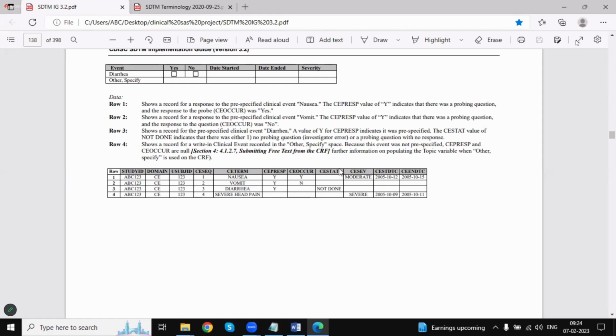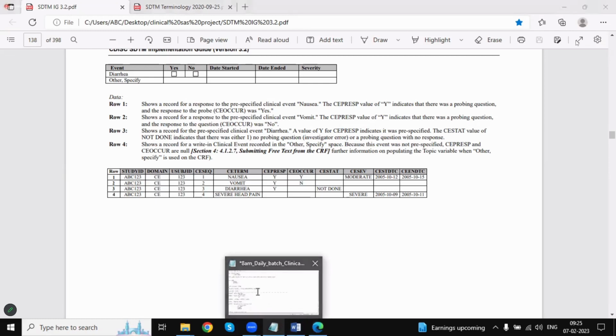Among those, which were pre-specified, which occurred. Status, for example, for diarrhea they mentioned it, but no other details were collected, no start dates, no end dates. Then keep the status as not done. You can give a reason also, but here they did not give it. Severity, how severe a particular side effect is: moderate, mild, or severe. Start date, end date: when it started, when it ended. Okay, clear? Now we'll get observations in a clinical event.